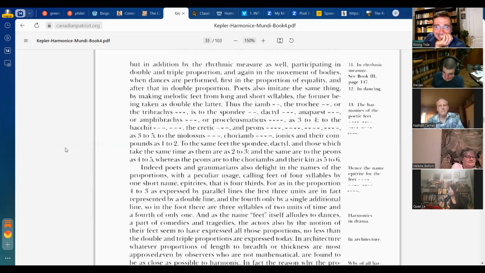Proceleusmaticus as 3 to 4, or the Bacchius, the cretic, and the paeons as 3 to 5, the Molossus, Choriambus, and Ionics, and their compounds as 1 to 2. To the same feet, the spondee, dactyl, and those which take the same time as them are as 2 to 3, and the same to the paeons as 4 to 5, whereas the paeons are to the choriambs and their kin as 5 to 6.